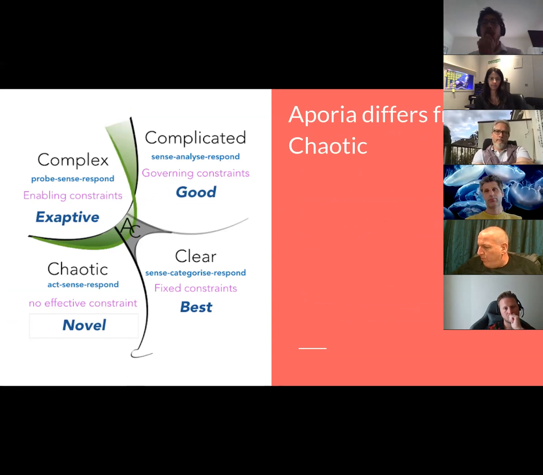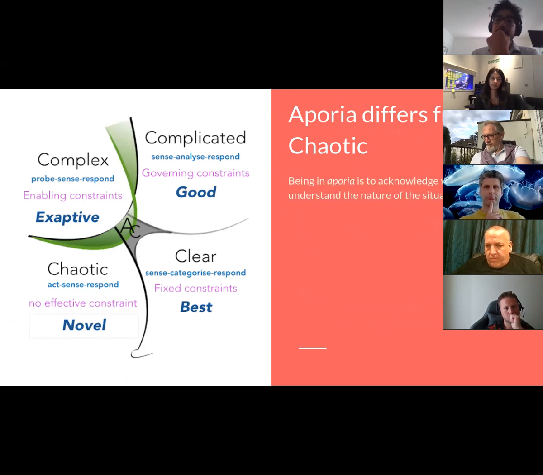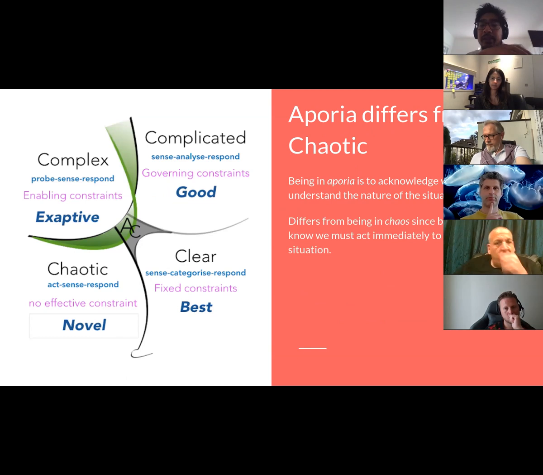So, what is the difference between Aporia and the chaotic domain? Some of us may be wondering, and I thought this as well when I first learned about Aporia a few weeks ago. Being in Aporia is to acknowledge that we don't fully understand the nature of the situation. And it differs from the chaotic domain, since being in the chaotic domain is where we know we need to act immediately to stabilize the situation. So I've got an example here from a few weeks ago that many of us were witnessing, or perhaps we felt we were in this position.